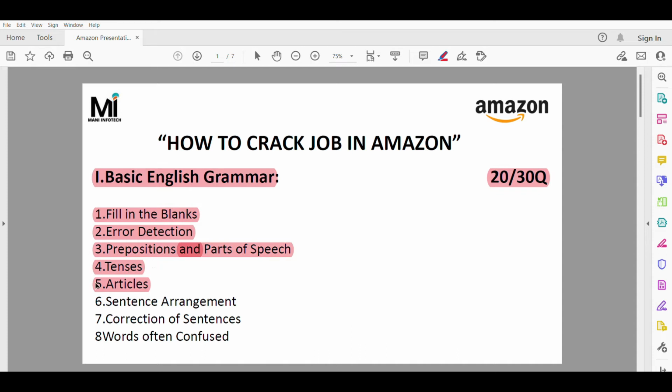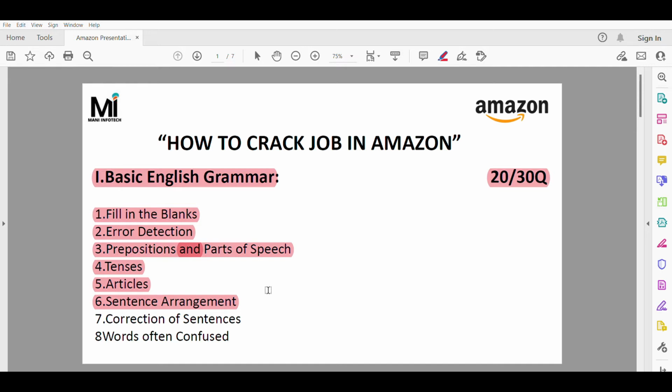Next, the main important part is sentence arrangement. Basically in the Amazon English test, we will be given either five or four sentences, and we have to arrange them in a particular order. The five sentences are namely PQRS or PQRST. There is a sequence given below in five options. We have to choose how the sentences are arranged in a particular manner, and place the sentences in the correct option.